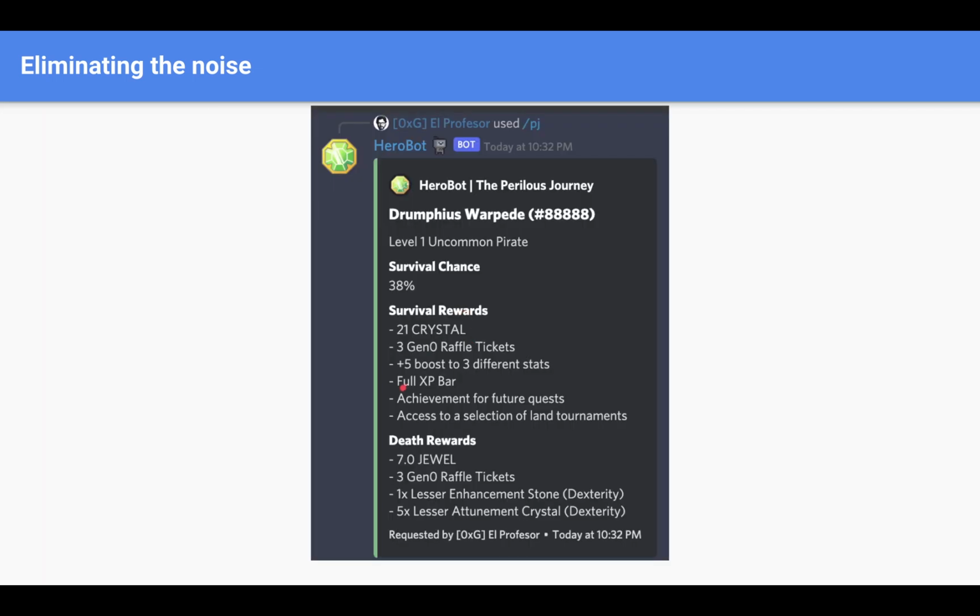So here's once again the PJ, the perilous journey, survival chance. I just took a random guy. Here we also have noise, I would say, because you cannot directly calculate your expected value from this statement. A couple of them you can, like the jewels and the crystals, very simple. But the achievement of a future quest and access to a selection of land tournaments, you cannot really give a good expected value to, because you simply don't have enough information. You're just speculating to its fullest extent about what this achievement for future quests is and what the access to a selection of land tournaments is.